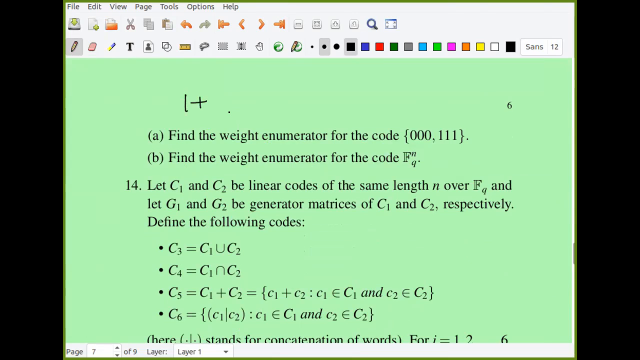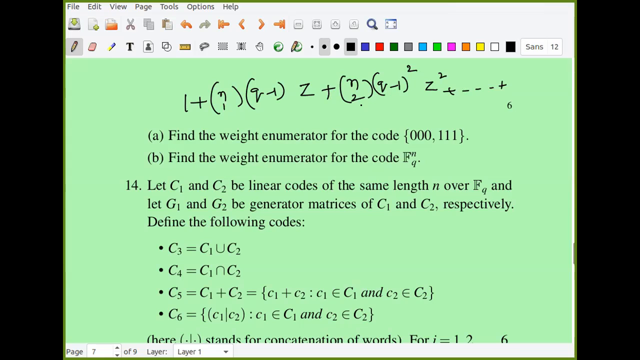No, Fq power n, Fq power n. And choose one. How many vectors are there of weight 1? Weight 1 is this number, right? Into z. Correct or not correct? Yes, sir. How many vectors are there of weight 2? n choose 2 into this one whole square into z square.